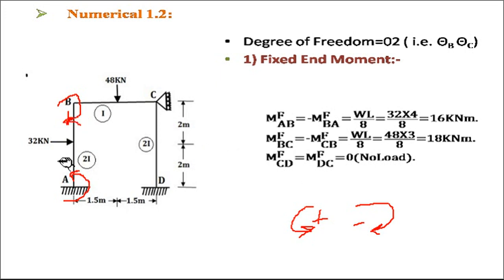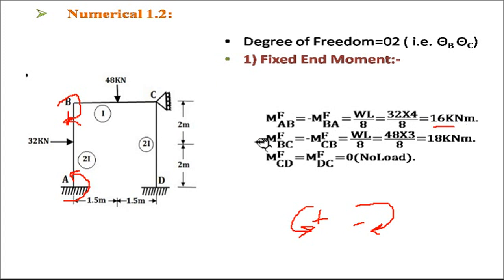Member AB is loaded by a point load of 32 kilonewton at the center. The formula for the fixed moment when the load is acting at the center is WL by 8. The moment in member AB is positive. The moment in member BA is negative as it is acting in clockwise direction, so minus. If we put the value of W and L, we get the moment in members AB and BA.